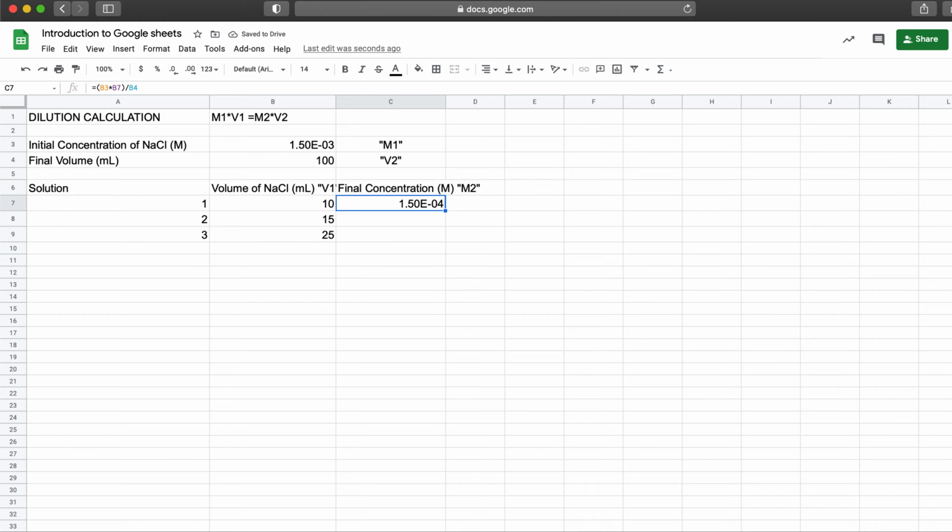So you can see that it's done the math for me and tells me it's going to be a tenfold dilution. Okay? So you can do the same thing for the next line, which is now your M1 is still the same value. You can multiply it by the new V1 and divide it by the same V2 because the final volume is always a constant.